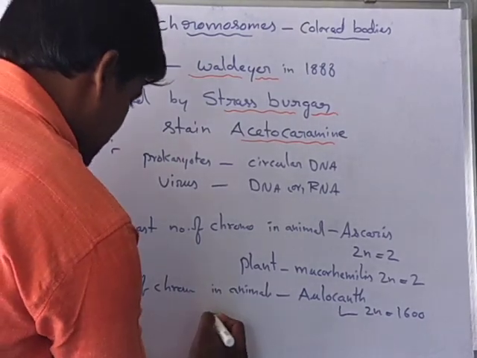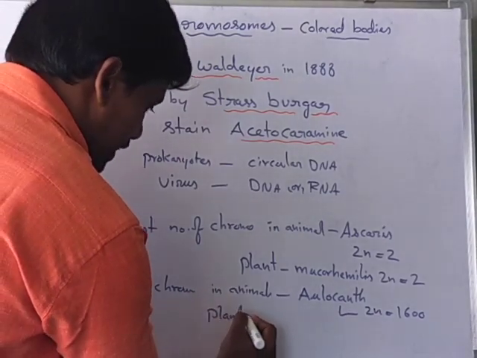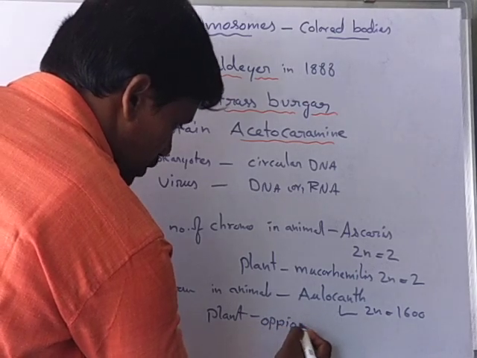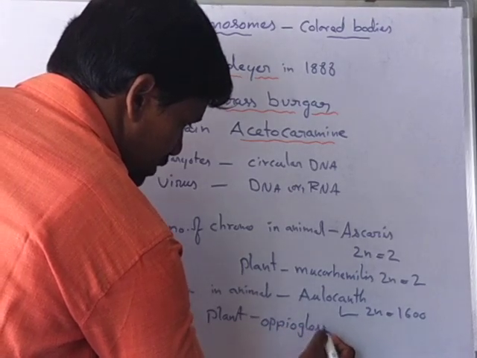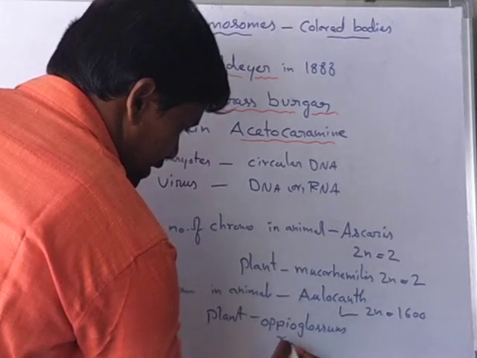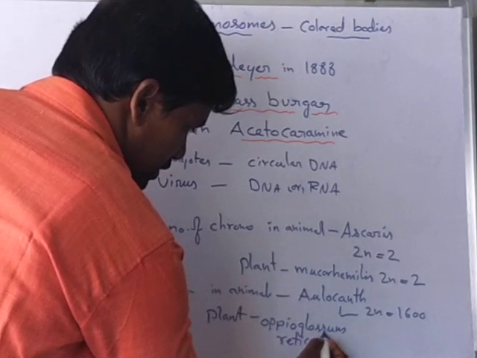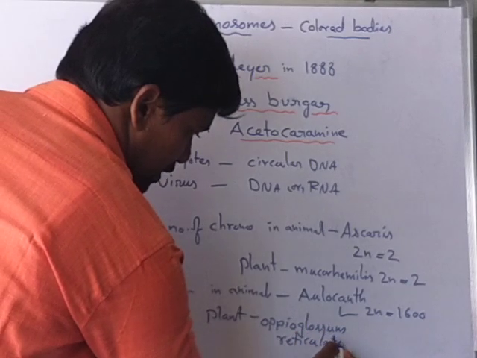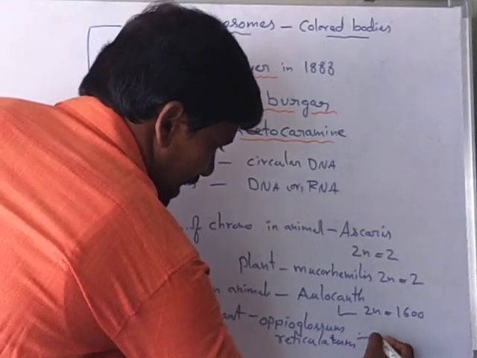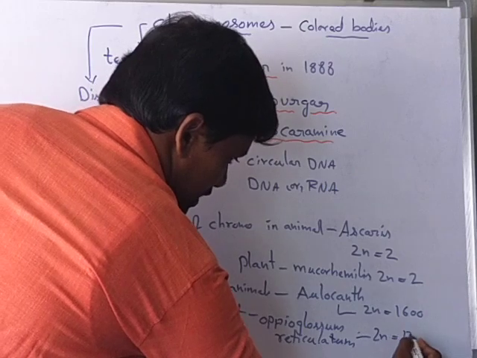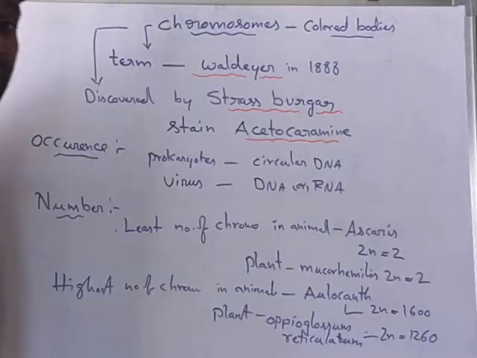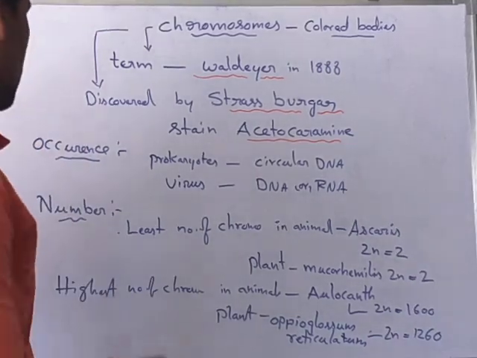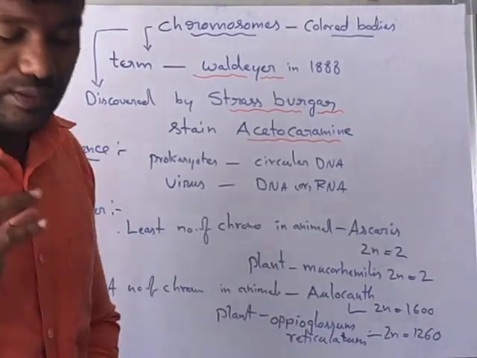If you take a plant, that is ophioblossom reticulatum, it has 1260 chromosomes. This is the highest number of chromosomes in plants. So this is about the number of the chromosomes.